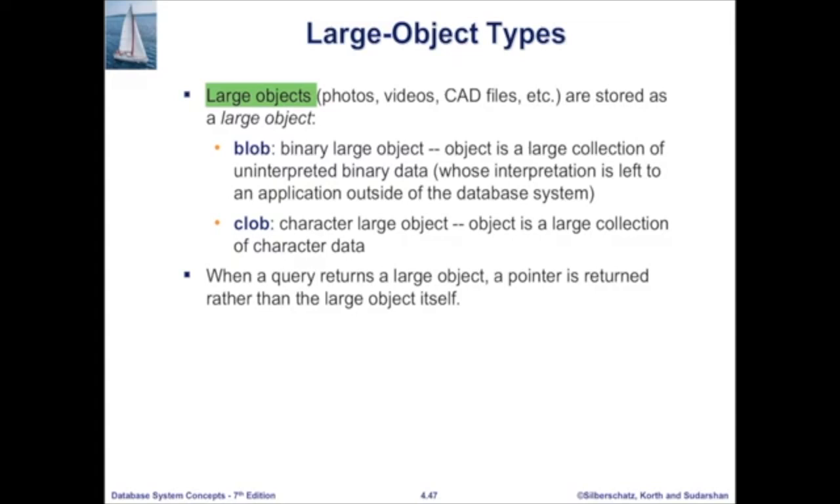So there are two types of large object types here. The first one is the blob or the binary large object. In this case, the content of the blob is some uninterpreted binary data. Most of the time, mga photos, videos, and CAD files to.